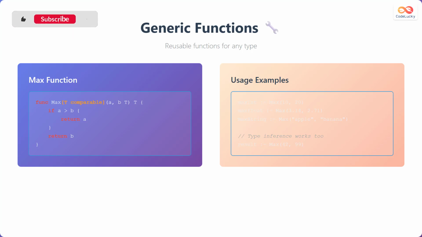Generic functions let you write reusable logic across different types in Go. Consider a max function, which determines the greater value between two inputs. You define the function with a type parameter T, constrained by comparable, ensuring only suitable types are allowed. When using the function, the Go compiler can infer the types, and this allows the same piece of code to work for integers, floating point numbers, and strings. The power of generic functions is that your code works safely and consistently for any compatible type.